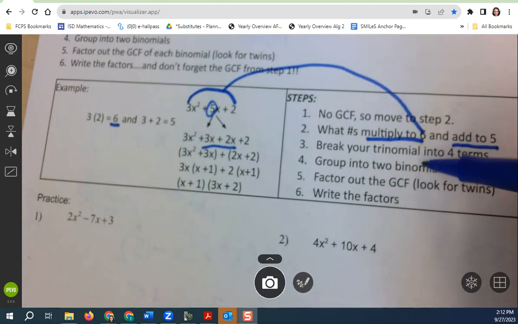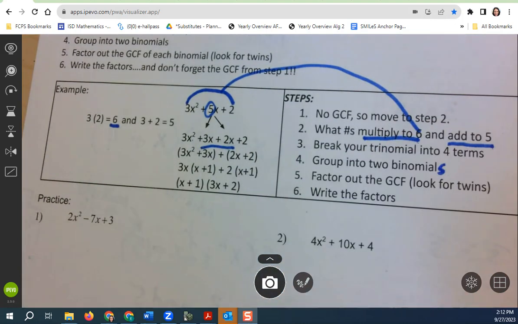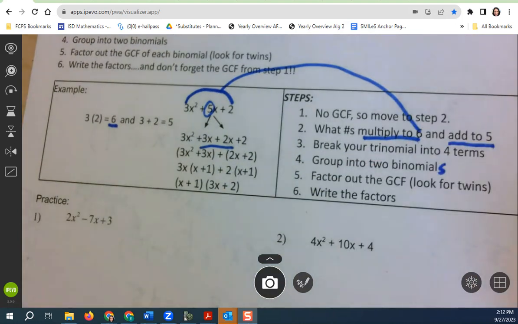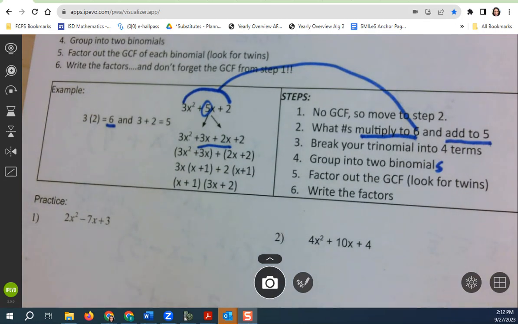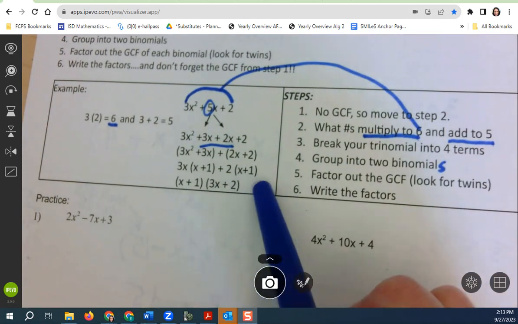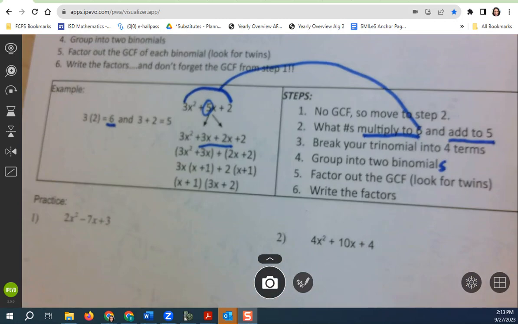Now, I group into two binomials. So I added these parentheses here. And I factored a GCF out of each set. When I say look for twins, look at that line. What do you think I mean by the twins? What do you see, Brenda? In the parentheses it has x and also what? Yeah. So do you see how they're exactly the same? x plus 1 and x plus 1 in the parentheses? That's what I mean by twins, okay? In the parentheses, those are the twins.